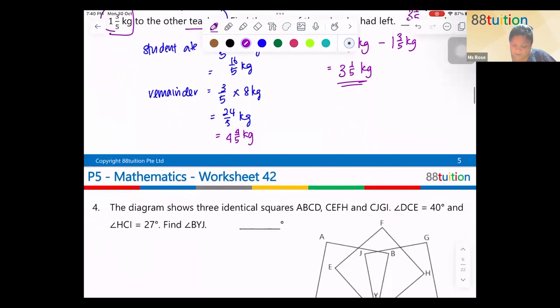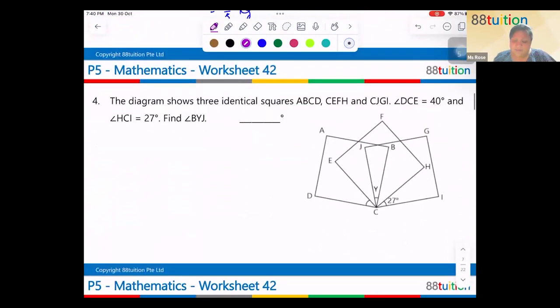All right, question number 4. Question number 4 is a geometry question. How many of you were not able to do this? Only 5 of you submitted your answers, so I cannot gauge how many of you got it, but I know Rachel got it.